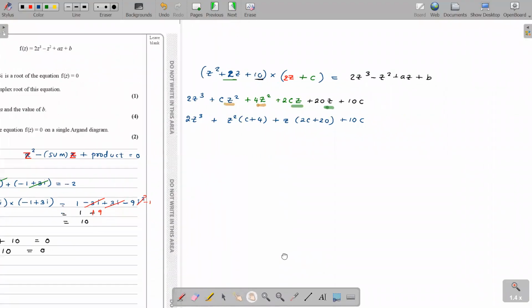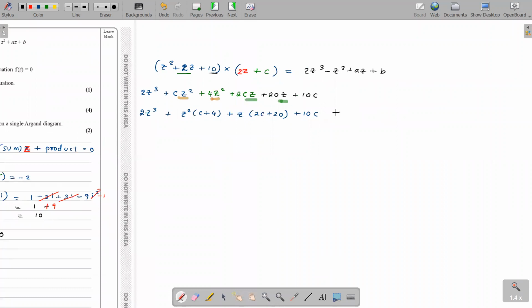This equation that I expanded must definitely be identical to what? It must be identical to this one. Let's say it's identical, because obviously when I multiply these two factors, I need to create this. So these two should be identical. So z cube I don't need to compare. The z cubes are already the same on both sides.